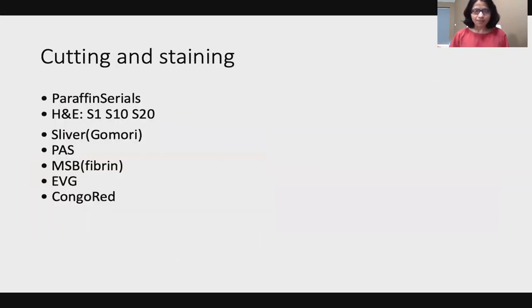And once it is processed, it is cut into serial sections and stained with many different stains. So we use the entire army of special stains to help us interpret what is going on in the biopsy. This army includes special stains such as silver, Jones methenamine silver is the commonest one, periodic acid Schiff, MSB stain, which is a trichrome stain, EVG stain, and Congo red stain. All these stains are done as a routine along with H&E stains.